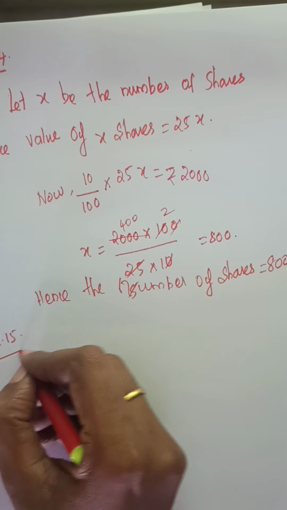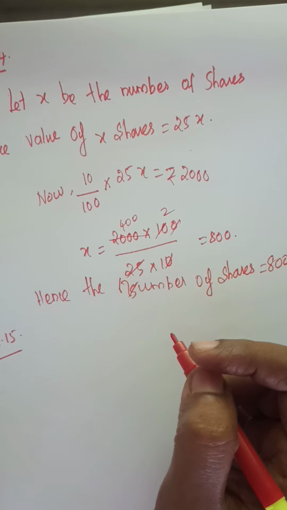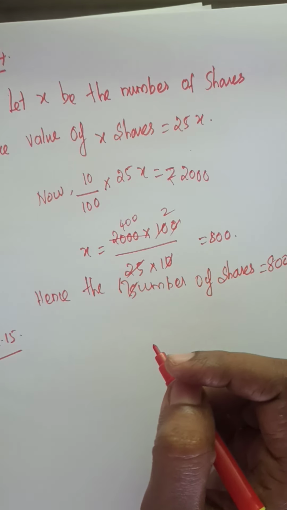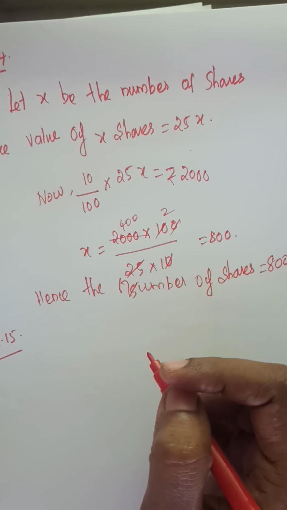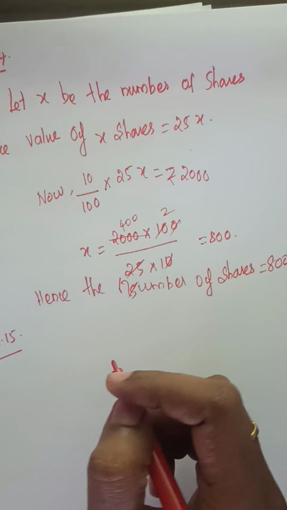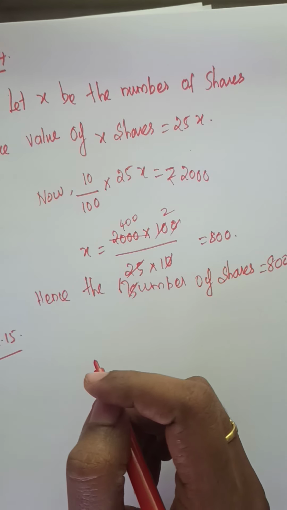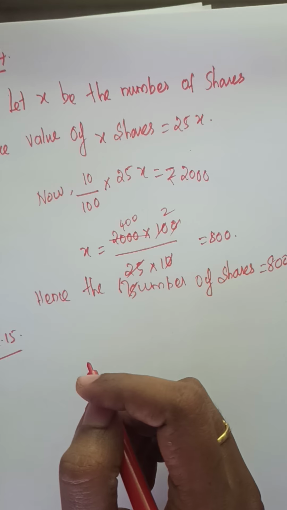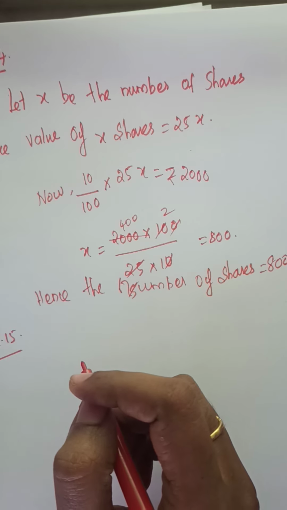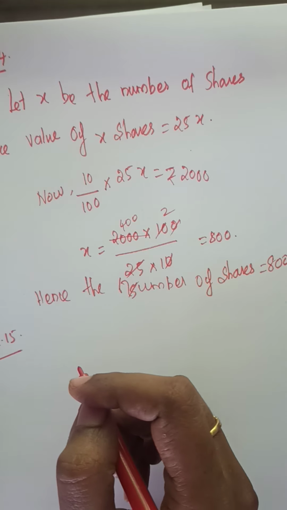Example 7.1. Find the number of shares which will give an annual income of rupees 3600 from 12% stock of face value rupees 100. Okay, so here also we need to find the number of shares.